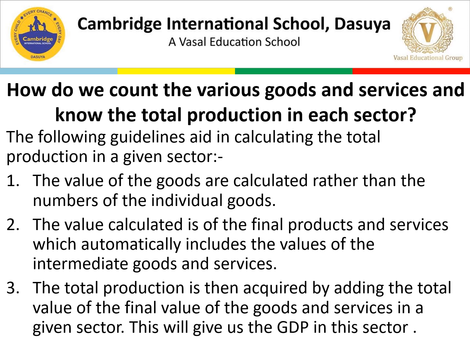The last point is that the total production is acquired by adding the total value of final goods and services in a given sector. This will give us the GDP of that sector. So we consider all the goods and services produced in each sector. If we talk about the primary sector, we consider the final goods produced in the primary sector. We add up the value of all the final goods in the sector, and then we provide the value of that sector while calculating GDP.